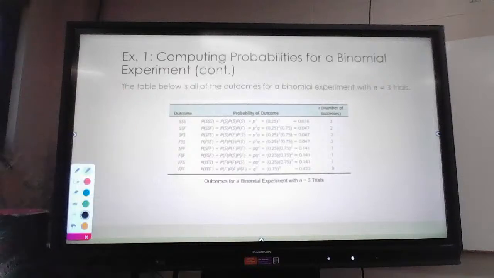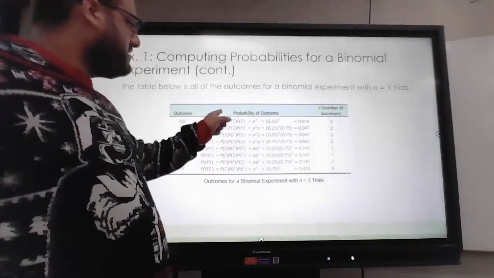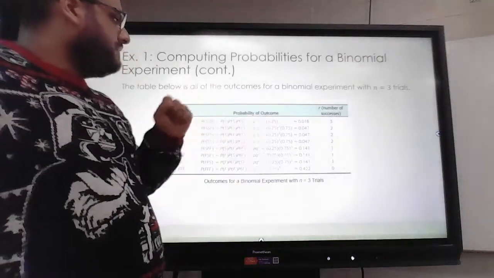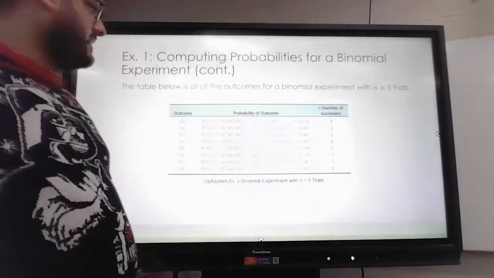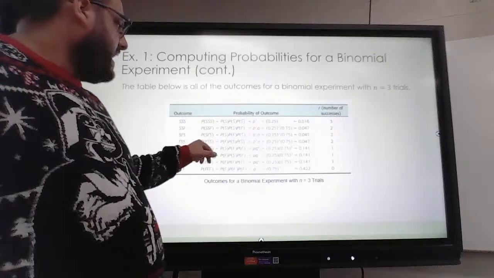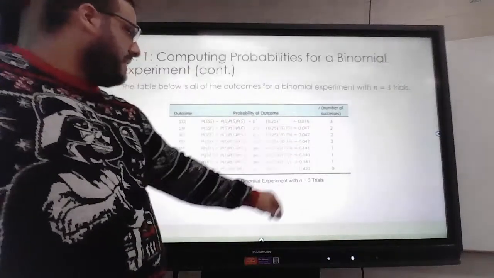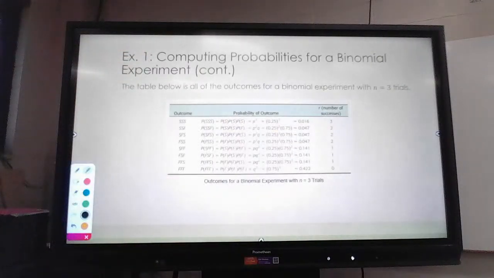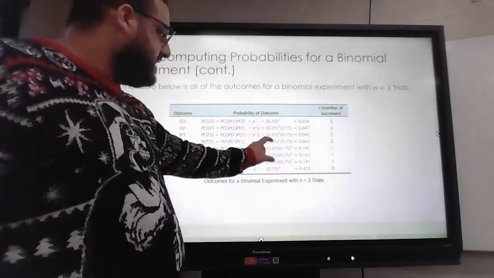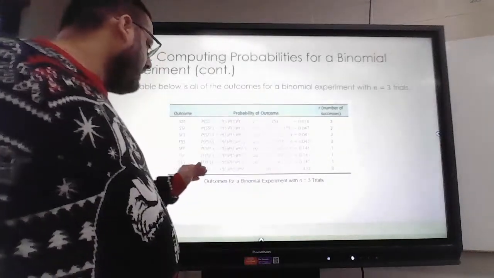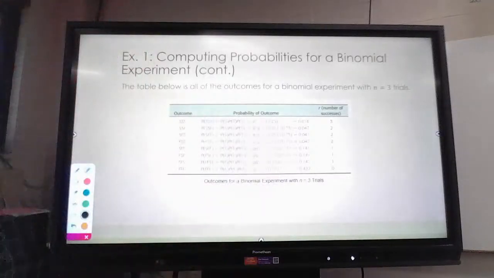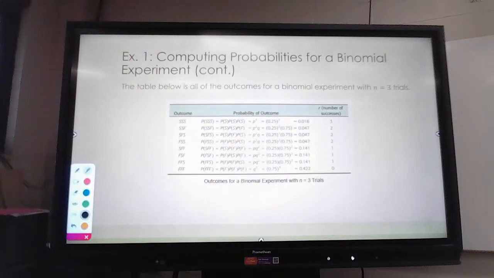So here's a table that shows all of the potential outcomes. For all 3 S's, that's P of S times itself 3 times. That's 0.25 cubed, which is 0.016. We've already done SSF, SFS, and FSS. The probability of SFF, FSF, and FFS is the same. And then the probability of all 3 F's is Q to the 3rd, which is 0.75 cubed.